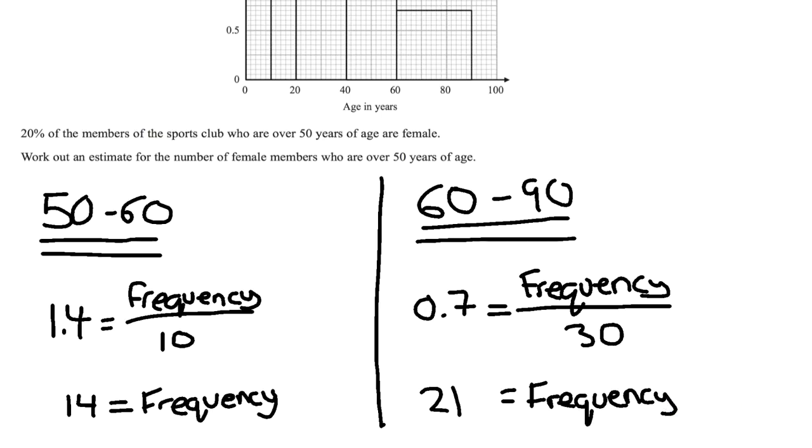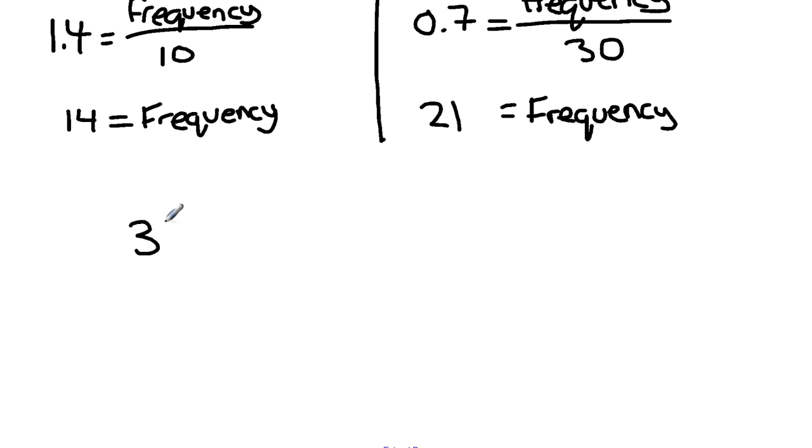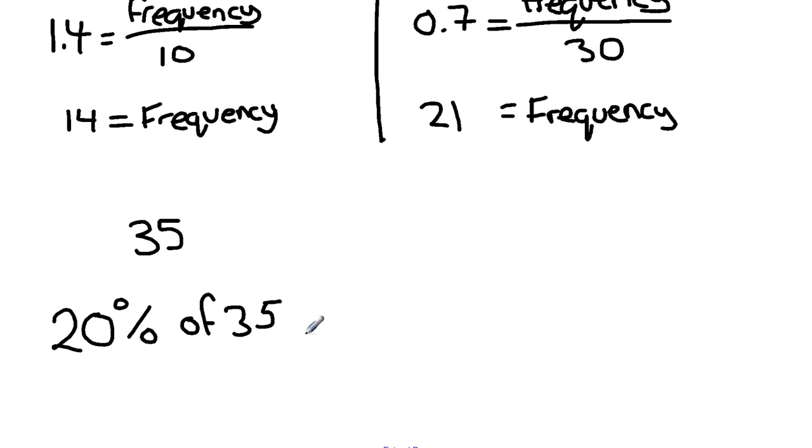So I'm going to add 14 and 21 together, which gives us 35. So there are 35 members at the club who are aged above 50. The question states 20% of the 35 are female. How many members are female? We need to find 20% of 35, which is equal to 7. So there are 7 female members who are above the age of 50. So that's your final answer.